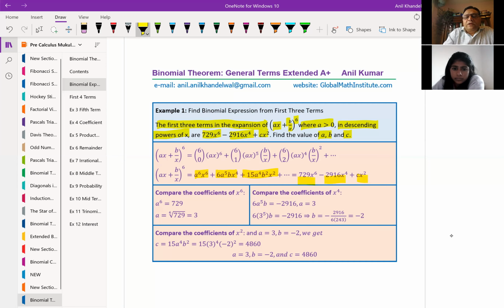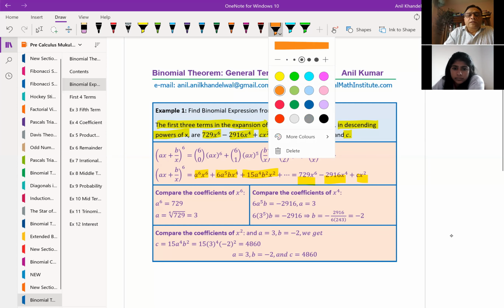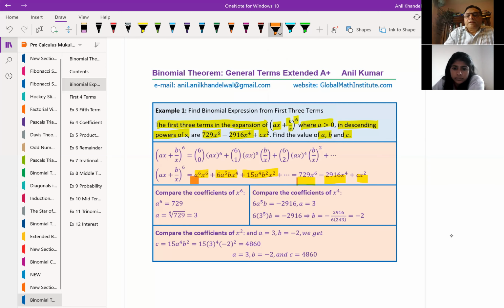Now, the first three terms are given to us right there, so we can equate one to one. So clearly, a to the power of 6 can be equated with 729. Once we do that, a to the power of 6 is 729. The sixth root of 729 gives us the value of a. So that is so simple. We find the value of a as 3.